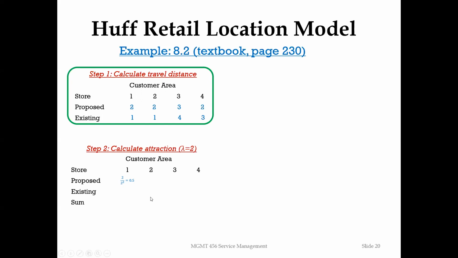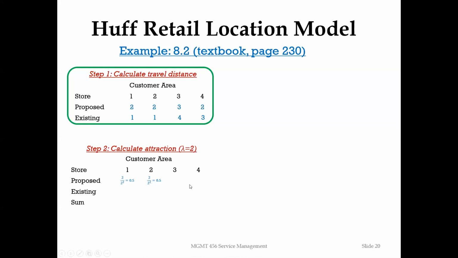Similarly, we can also calculate the attraction for those who live in customer area 2. So how do we calculate attraction? The numerator is the proposed store size, which is 2. The denominator, travel distance, which is 2 as well. And we do the squared because lambda is equal to 2. For this particular application, lambda is always 2. For different applications, lambda value can be different.